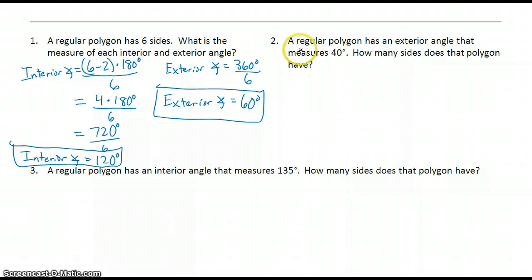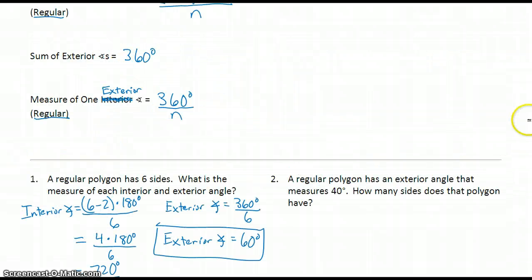In example 2, this time I know the measure of my exterior angle, and the measure is 40 degrees. And I need to figure out how many sides that polygon has. So I want to use this formula, the measure of one exterior angle, but I already know what the measure of one exterior angle is. It's 40 degrees. So 40 degrees equals 360 degrees divided by the number of sides. So I took my formula, plugged in what I knew, and now I'm going to solve for n.